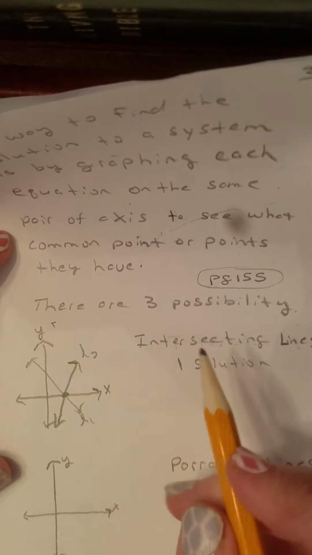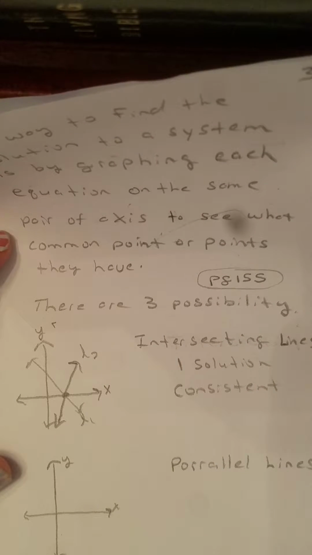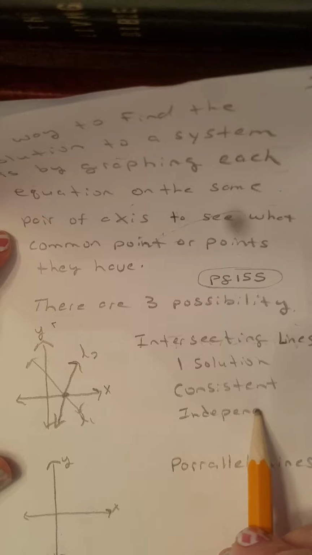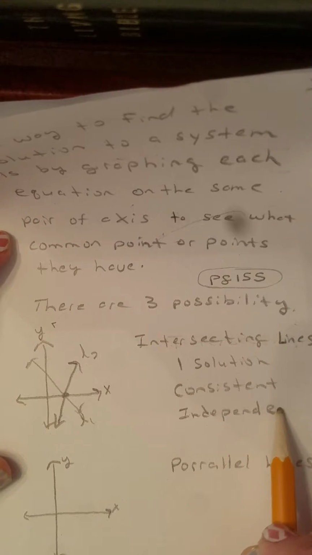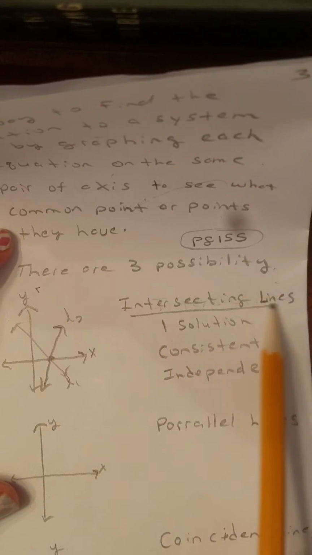The other thing you can say is they're a consistent system. And you can say it's independent as well. Now basically, a system of intersecting lines, or if they're the same line, we call those consistent systems because they have at least one solution. So let's look at another example. So this is intersecting lines.